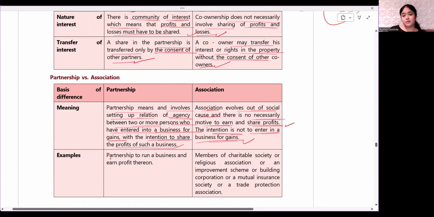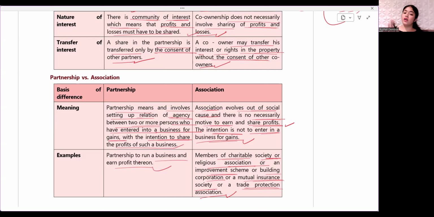Example: partnership to run a business and earn profit thereon. Member of a charitable society or religious association or any improvement scheme or building corporation or a mutual insurance society or a trade protection association. So anyone who wants to protect the trade and commerce in the society. We have seen that in your area also you might see there is a trade area. So for protecting the rights of those people, an association is created. A mutual insurance society is created, or a building corporation will be created. So all these are associations.